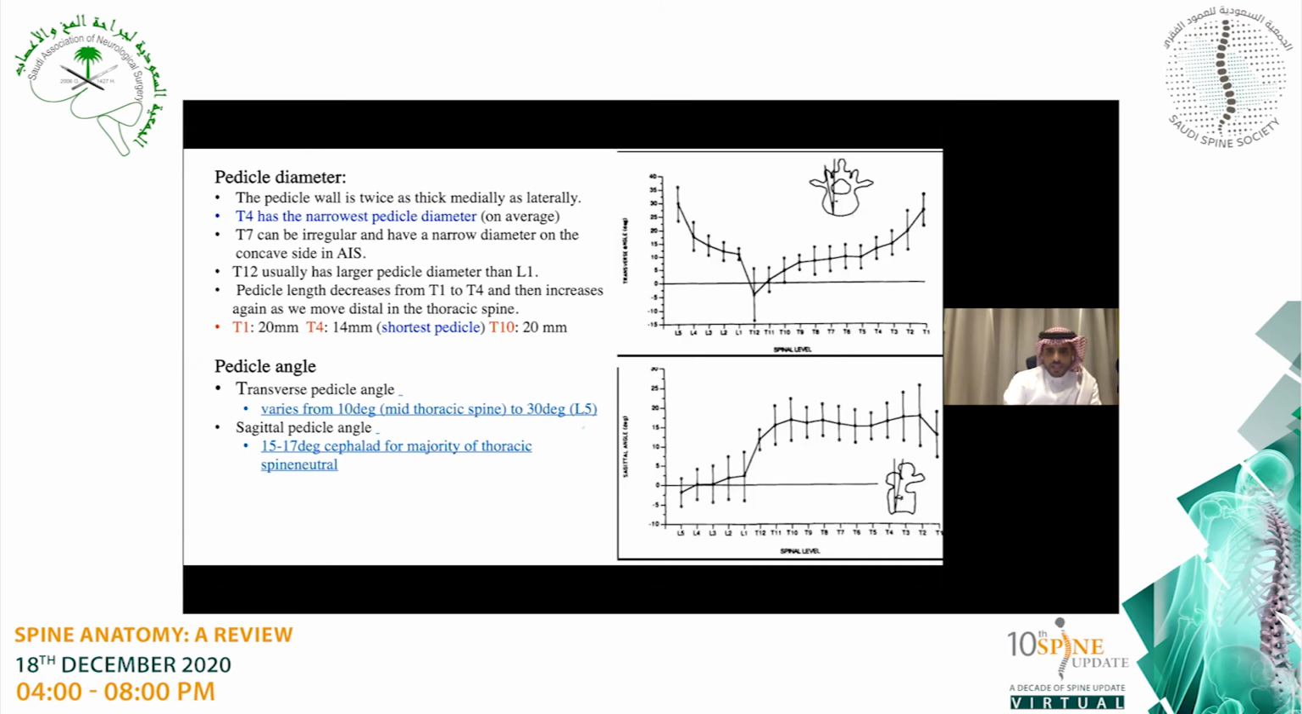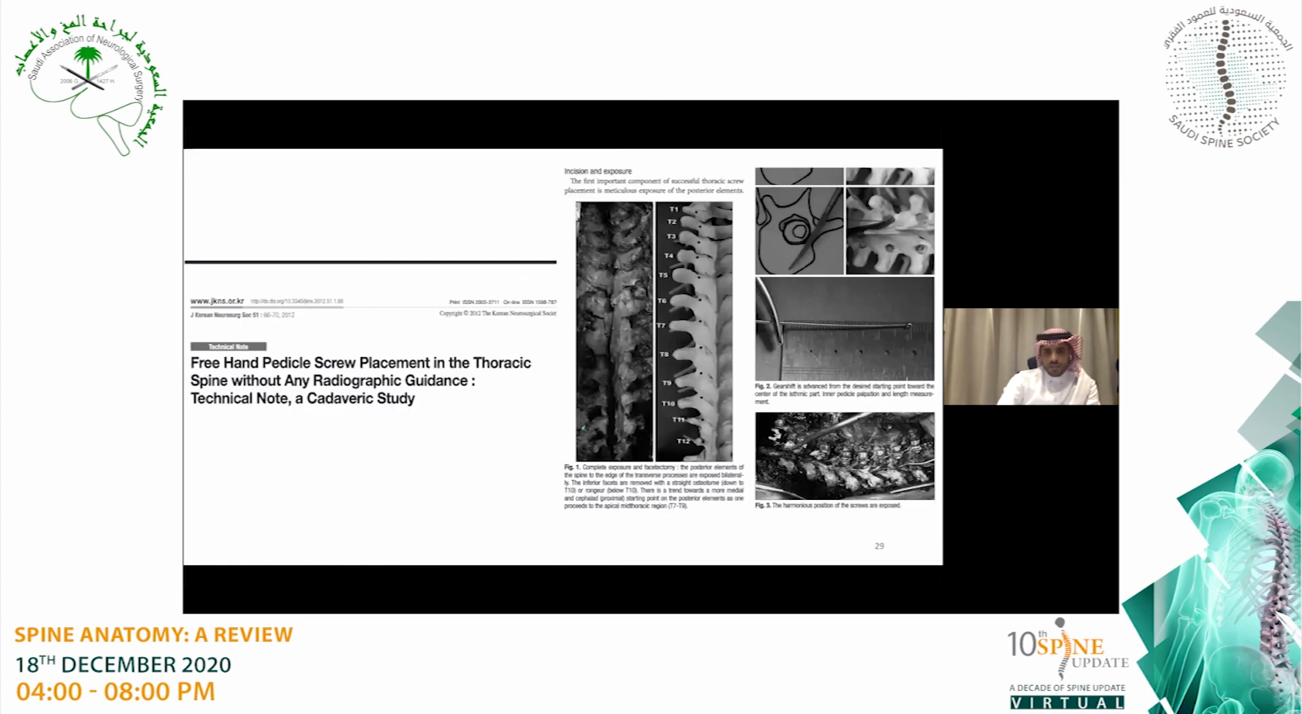The pedicle angle also changes from T1 to T9, and the transverse angle varies from 10 degrees in the mid-thoracic to 30 degrees when we go down to the lumbar area. The sagittal pedicle angle is around 15 to 70 degrees cephalad in the majority of the thoracic vertebrae.